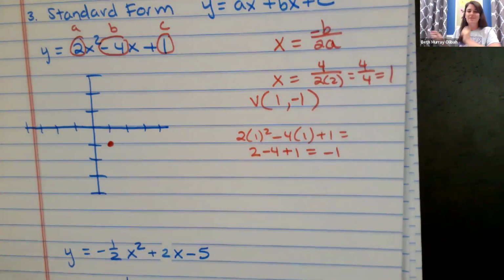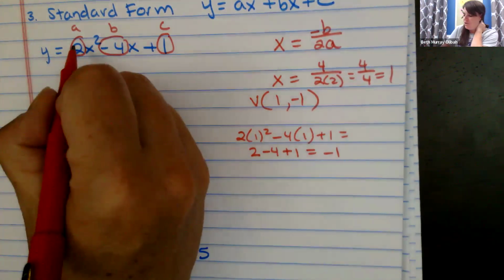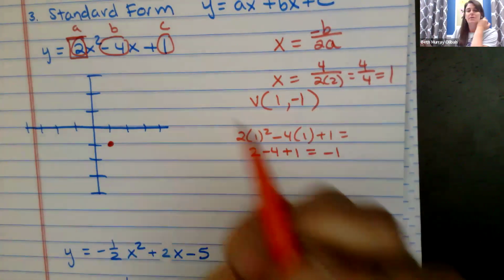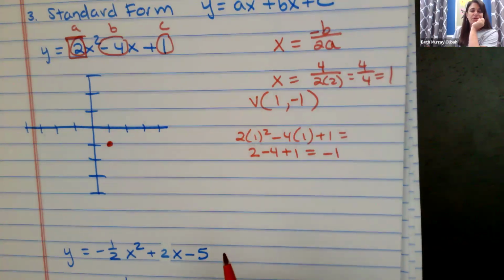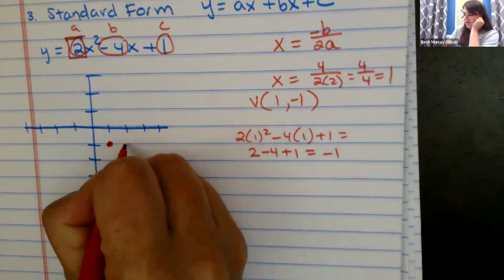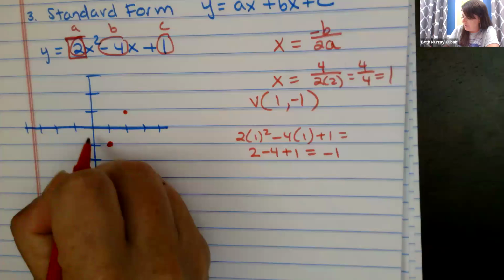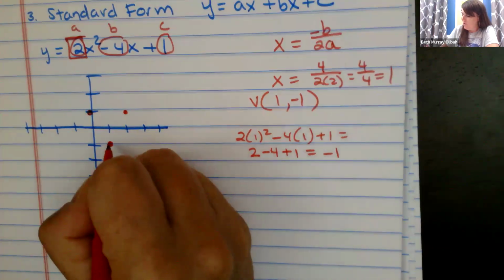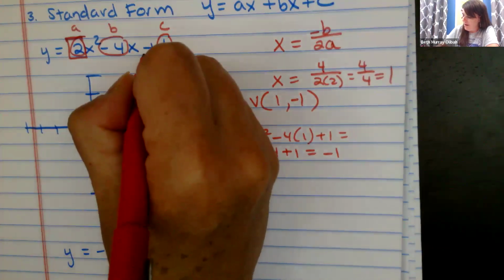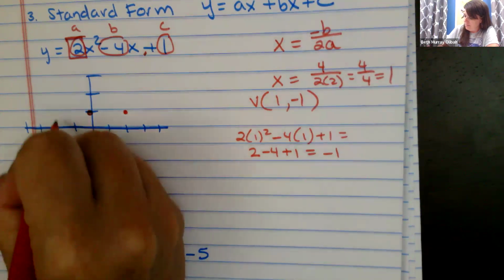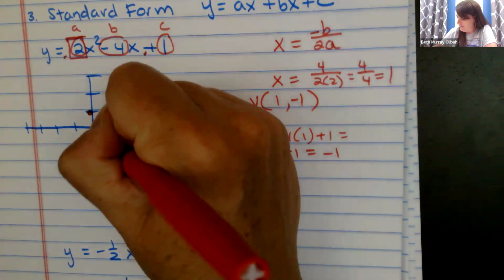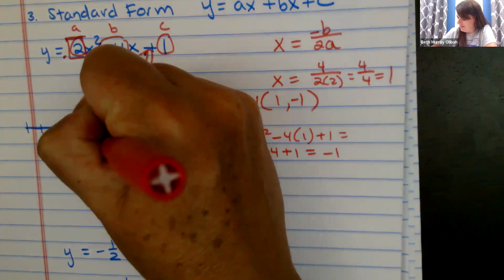Great, I have 1 point. So I can now plug in some other values, or I can just use the 2 and know what that means as far as the shape of this parabola. It means I go over 1 up 2, because that's twice as much as I normally go up, over 2 up 8. Just kind of approximating the 8 there.